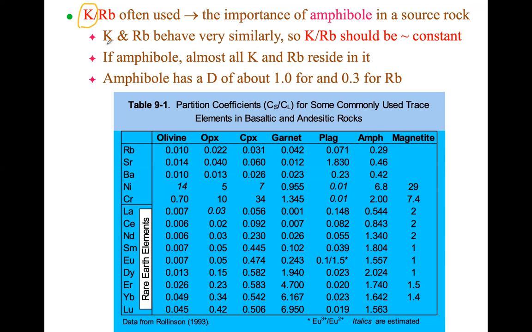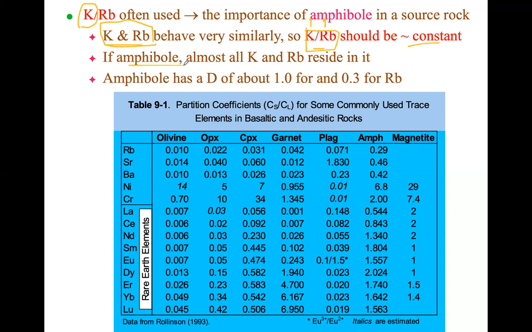Anyway, the point is potassium and rubidium behave very similarly. So no problem. You can take these two as a ratio, potassium to rubidium. It is supposed to be almost constant because the change of potassium should be equal to the change of rubidium in magmatic systems. So therefore, in most cases, the K to Rb ratio, irrespective of their compositions, should be almost constant. Okay, so that is another plus point.